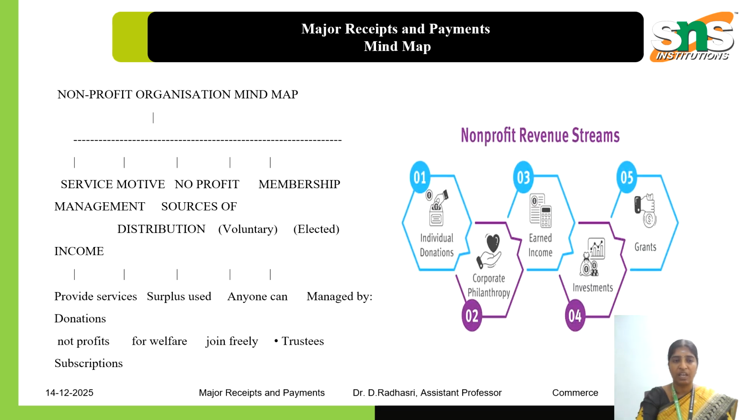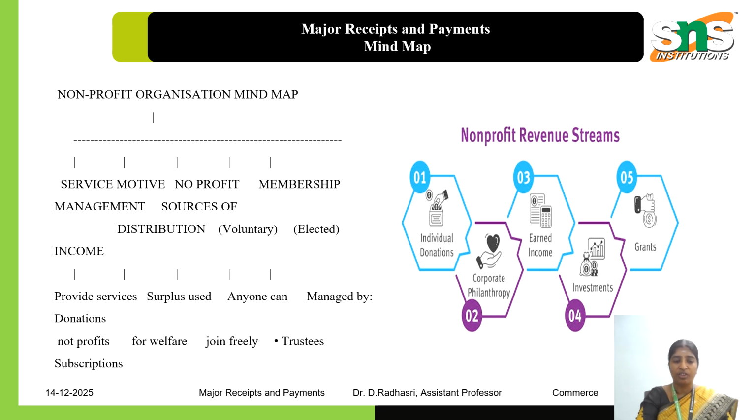The next we have seen about the non-profit mind map. The service motivation: the non-profit membership is taking a distribution of the voluntary contributions by providing service to the donation of the non-profit subscriptions. The welfare schemes are joined freely, and the trusteeship is taken by anyone managing the non-profit organization. There are individual donations and corporate donations, the income earned by investments and grants, which can be taken by the memberships in the process of distribution in the voluntary process.